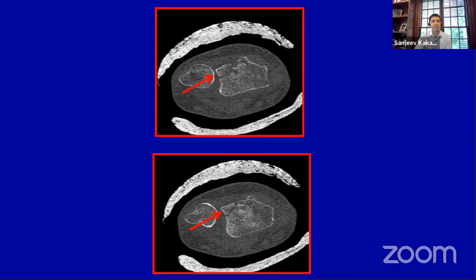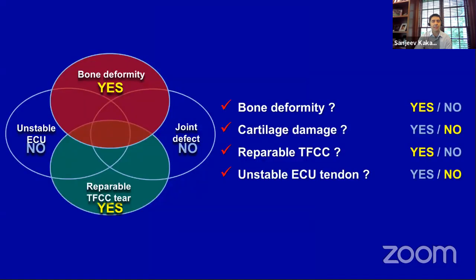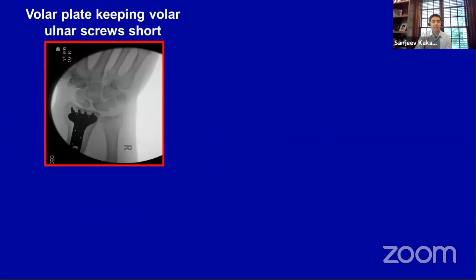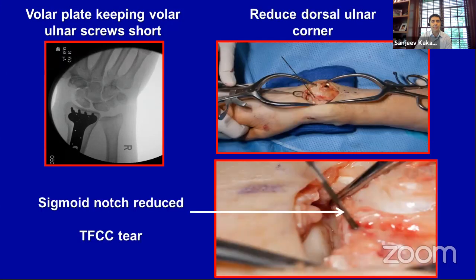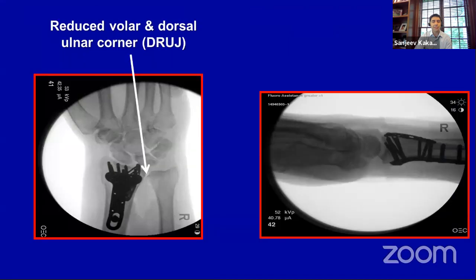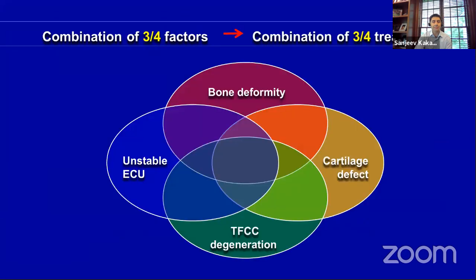So the mistake here is just fixing the radius and leaving it alone. So going back to the four-leaf clover, she has a bony problem. She has a distal radius fracture, but also most likely has a TFCC problem. So here what I did is went volar, kept my screw short on the volar ulnar side, then went dorsal, reducing that dorsal ulnar corner, noting the TFCC off the fovea. And so now you can see with that dorsal ulnar corner reduced, the DRUJ immediately reduces, and then the fovea was repaired. Just lastly, so that was two problems.